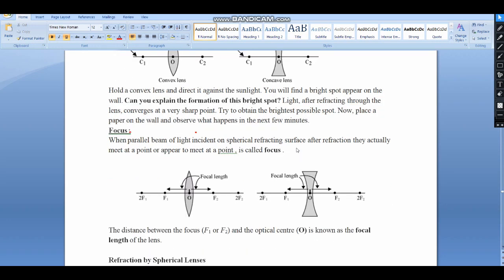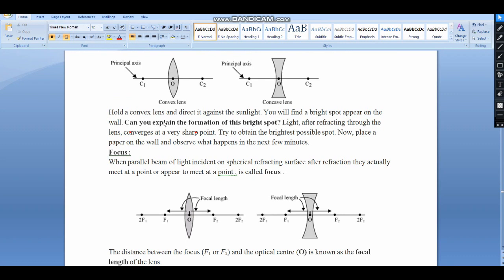And next, we must know about the focus. Here, we hold a convex lens and let sunlight fall upon it. We focus it on a point, and you will find a bright spot appear on a wall or on a paper. Can you explain the formation of this bright spot? Light after refraction converges at a point, and that point is called the focus. Here I have written the definition of the focus.